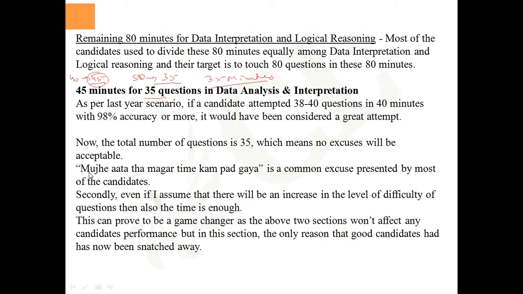So this excuse will not be accepted now, for a simple reason: you have more than enough time, 35 questions and 45 minutes. So this section can prove to be a game changer for a lot of people, because those who are good in quant, good in DI, will be able to attempt all 35 questions, because time will be more than enough. In the worst case scenario, if the question difficulty goes extremely high, one can still easily attempt 30 to 32 questions out of these 35 questions.